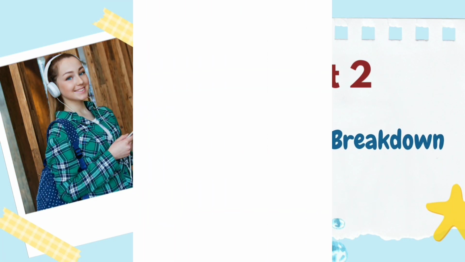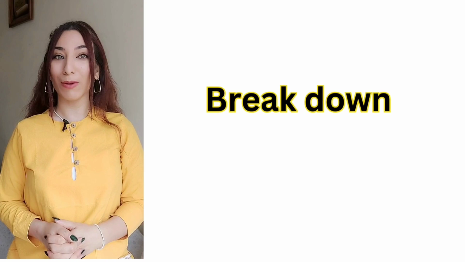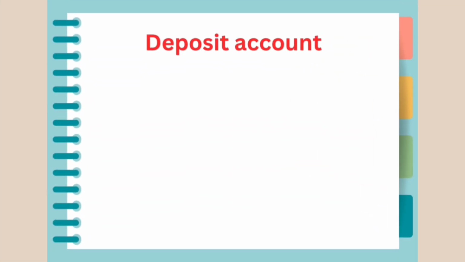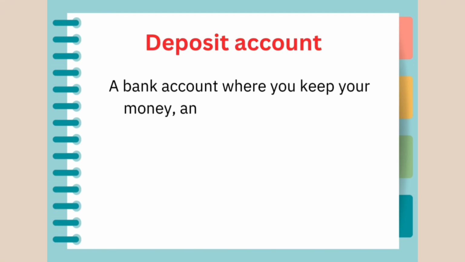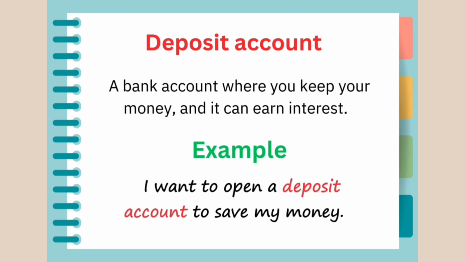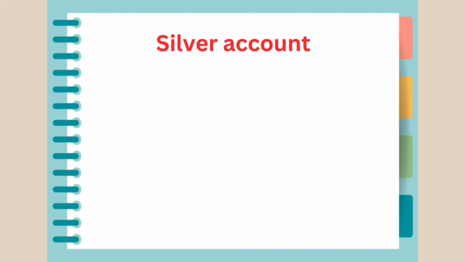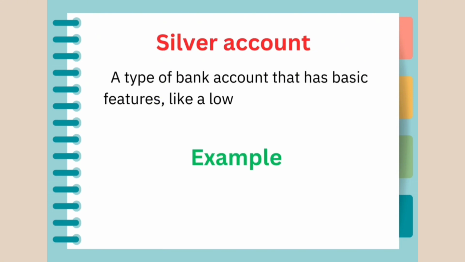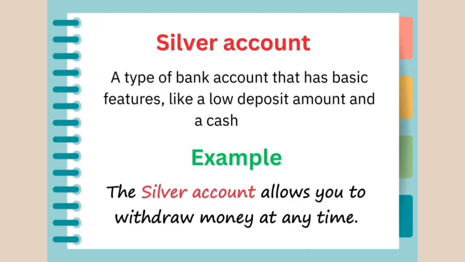Part 2. Vocabulary Breakdown. Now, let's break down the keywords and phrases from the conversation. Deposit account. A bank account where you keep your money and it can earn interest. Example, I want to open a deposit account to save my money. Silver account. A type of bank account that has basic features like a low deposit amount and a cash card. Example, the silver account allows you to withdraw money at any time.